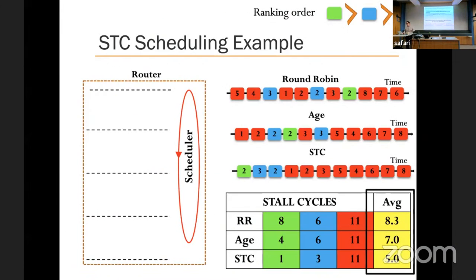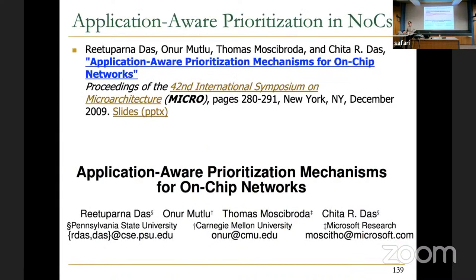There is not a whole lot to discuss, except, of course, how do you make it work in a distributed fashion? How do you do the batching, et cetera? How do you design the router so that it's not that complex? Those are all discussed in this work, and if you're interested, you can read more. But this work shows that application-aware prioritization is very important compared to these other mechanisms.